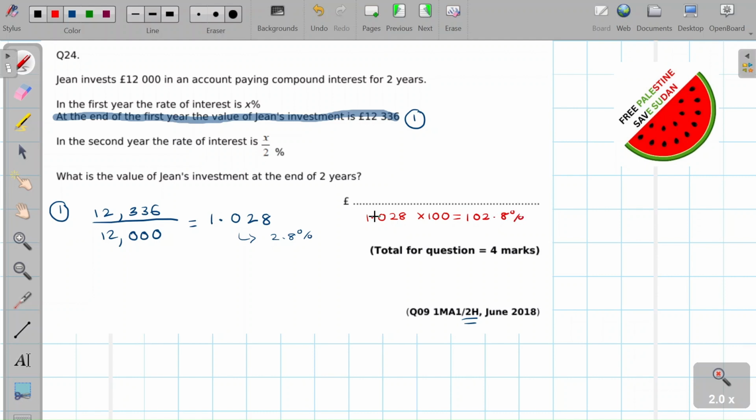102.8%, because 1.028 is a decimal number. To change a decimal to a percentage, you multiply by 100, and then to see by what percentage it increased, minus 100% from it. So that gives me 2.8%. So that means X is 2.8%.